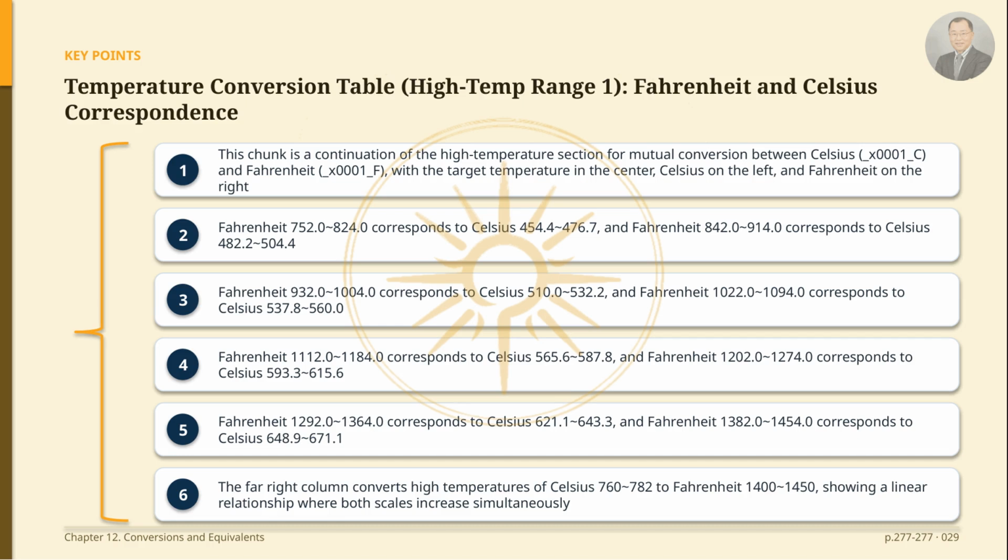This slide is a mutual conversion table for Fahrenheit and Celsius in the high temperature range. This table shows a linear relationship where both temperature scales increase together, with the structure placing Celsius and Fahrenheit values on either side of the central reference value. For example, 752.0 degrees Fahrenheit corresponds to 454.4 degrees Celsius, and 1022.0 degrees Fahrenheit converts to 537.8 degrees Celsius. For the remaining figures, engineers should first find the required temperature range in the center and then check the corresponding values on the left and right.